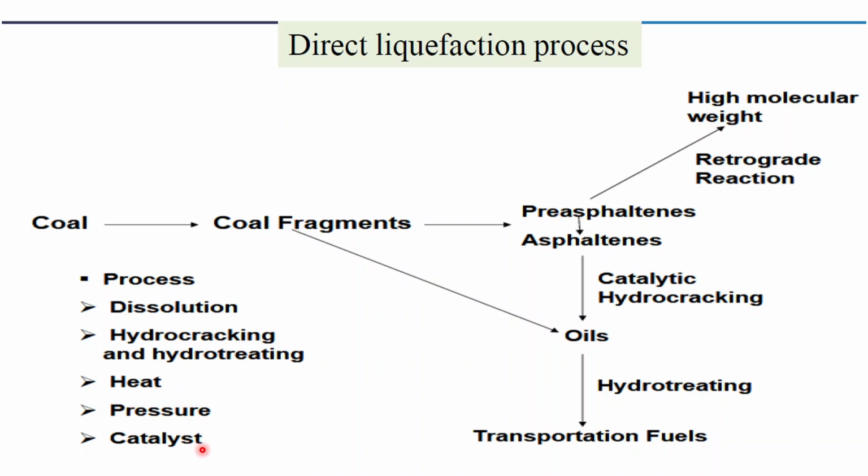And a catalyst either is required or it is not required; it is not mandatory. After that, we get one liquid part, that is oils, and one solid part, that is free asphaltenes and asphaltenes. On catalytic hydrocracking, by introducing hydrogen, we can get oil from this solid part as well, which on hydrotreating can be used as transportation fuel, and the remaining solid part gives the higher molecular weight asphaltenes.